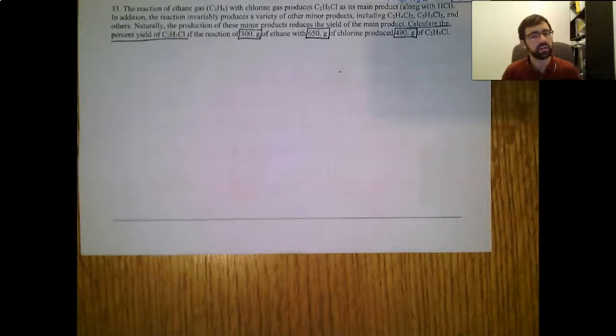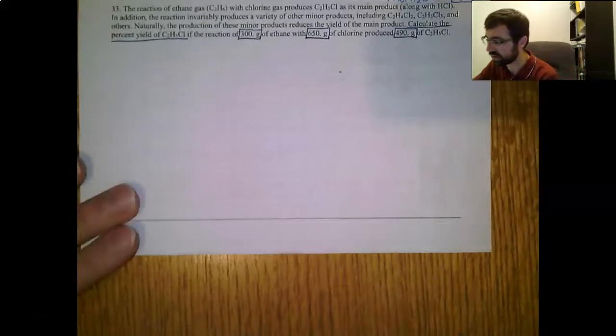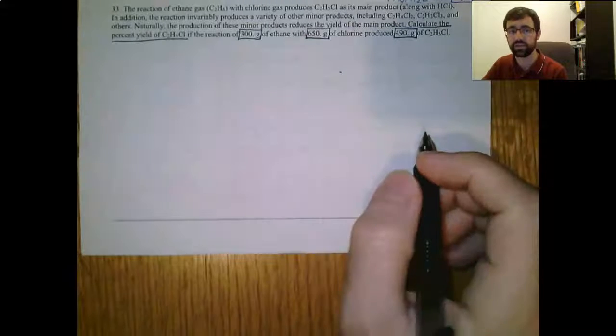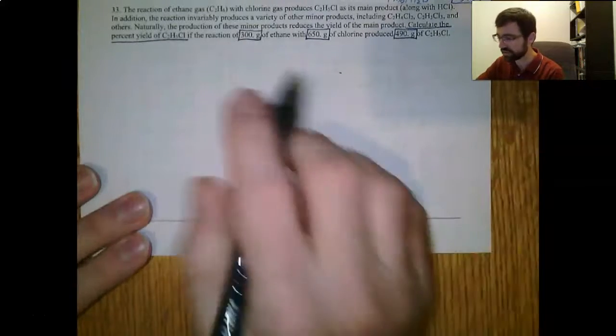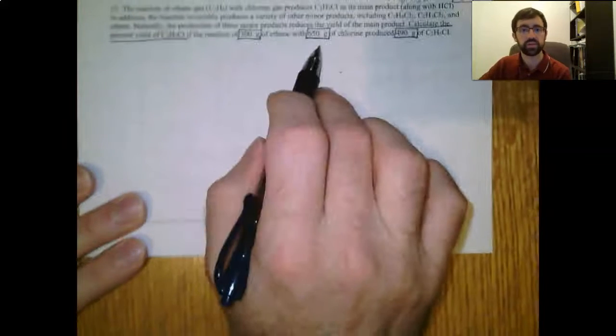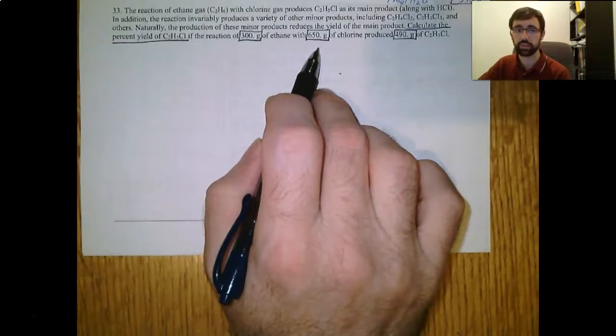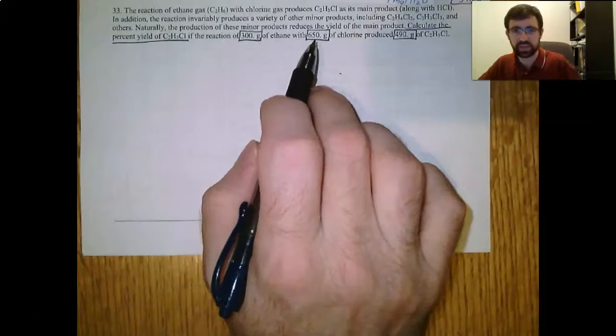Now, if I am looking for the percent yield, which is what it's asking me, I first need to know the actual yield and the theoretical yield. What's given in the problem is the actual yield. I need to find out what the theoretical yield is. I'm given two reactants, so that tells me this is a limiting reactant problem. I don't have a chemical reaction yet, so we need to start with that.